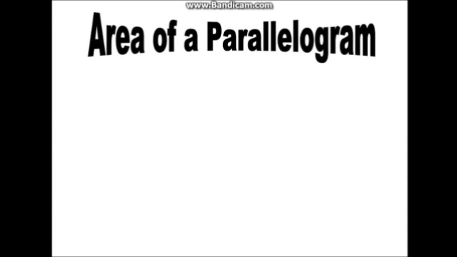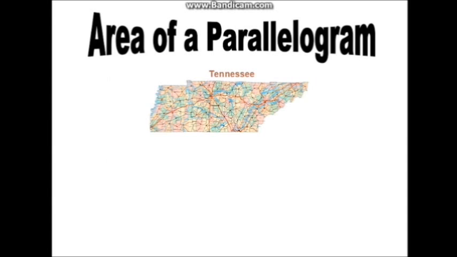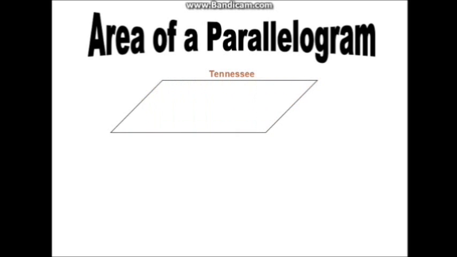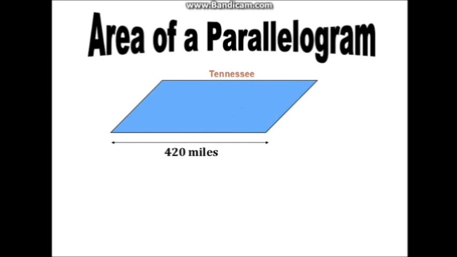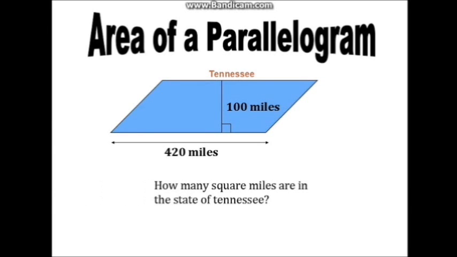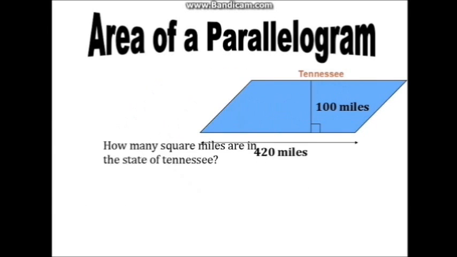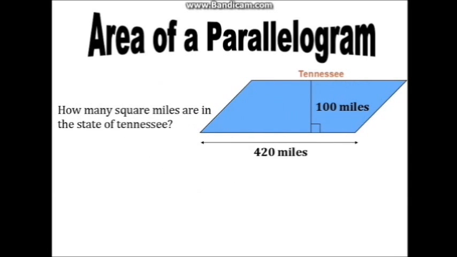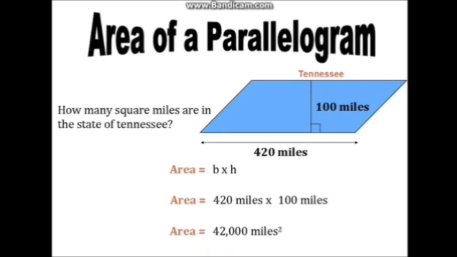Let's try an example. Here's the state of Tennessee. Kinda looks like a parallelogram. The base is about 420 miles and the height of the state is about 100 miles. So what's the approximate area of this state? That is, about how many square miles are there in Tennessee? By the use of the area of a parallelogram, which is b times h, you need to first substitute 420 miles as base and 100 miles as height, then multiply it. You can get an answer of 42,000 square miles.